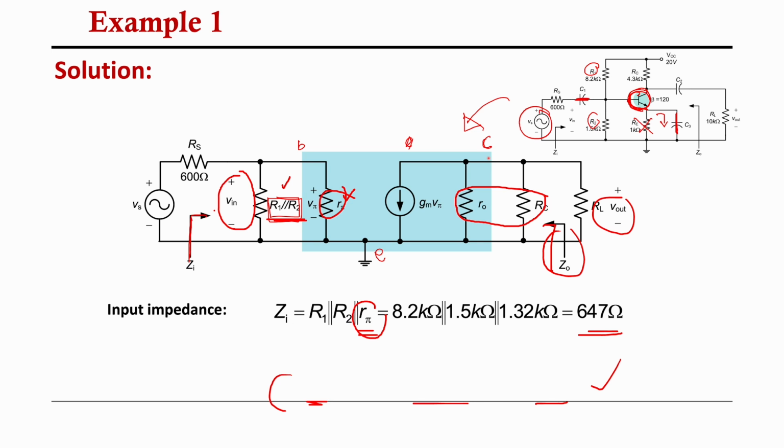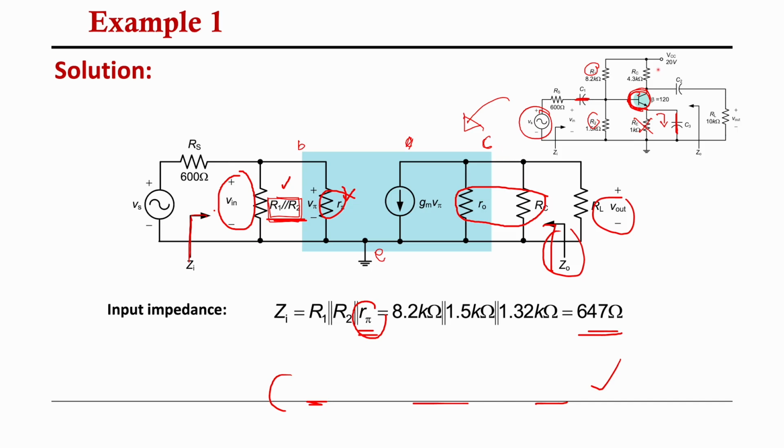And then what will happen between the collector and the emitter? Between the collector and emitter, we have gm V pi, and we have R naught, because they did not mention in the question earlier that R naught is equal to infinity, so we have to consider our R naught. Then we have our collector junction here, for the R pi model.